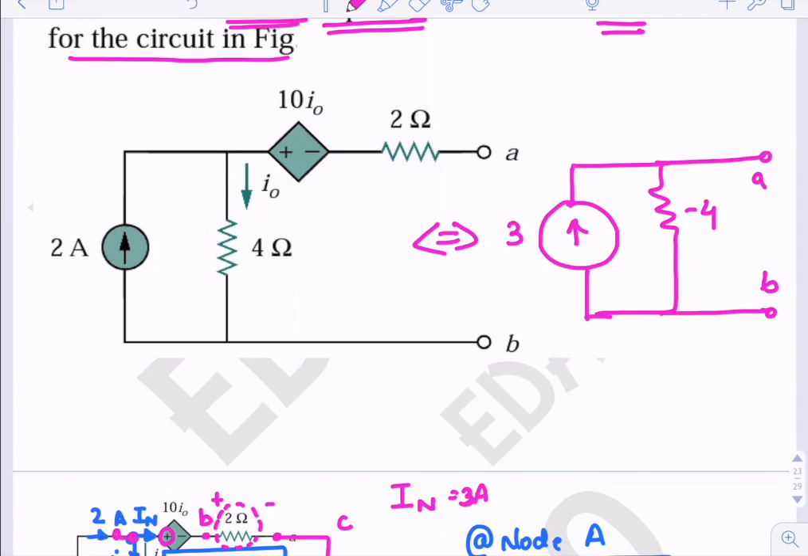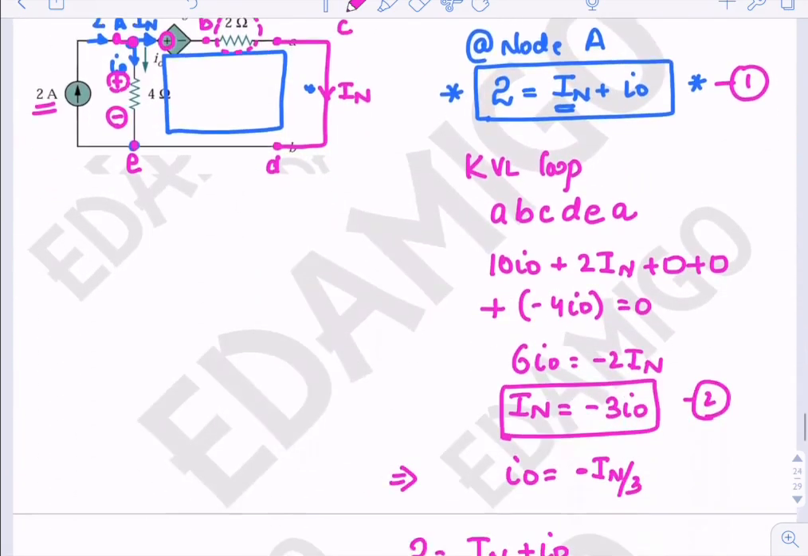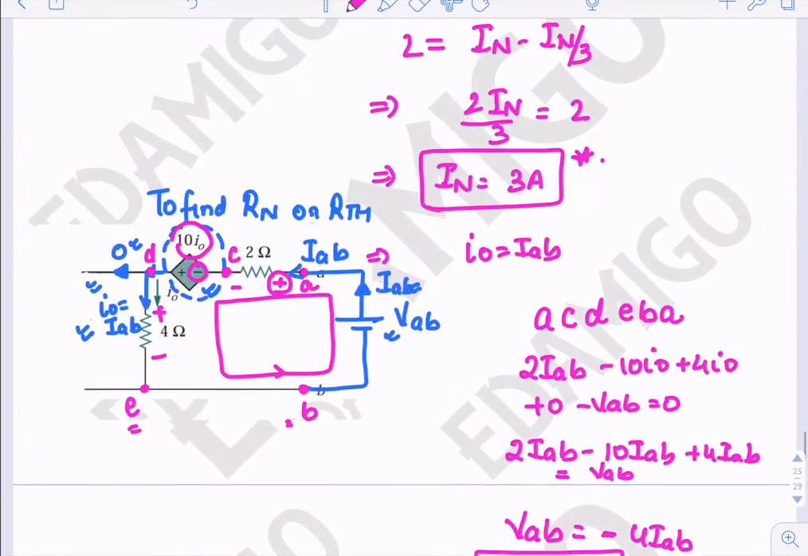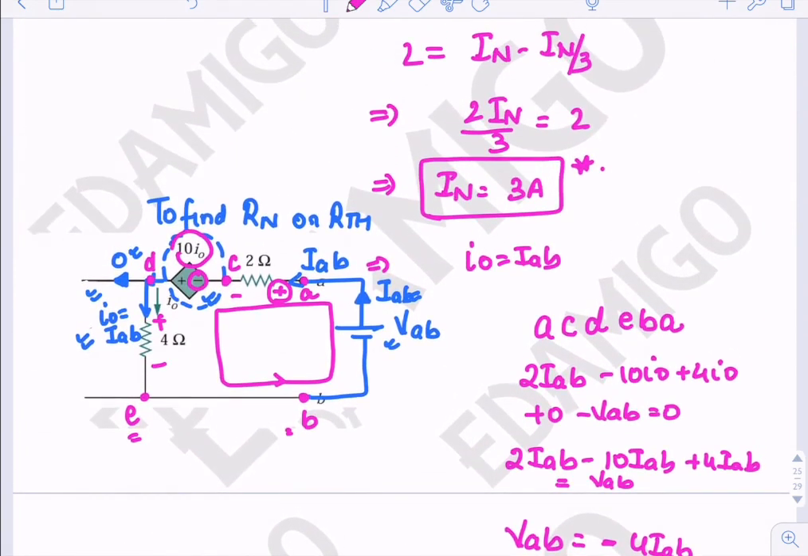So we have solved all these 4 questions. I hope that the Thevenin and Norton theorems are very much clear to you and you can solve all the questions related to them.